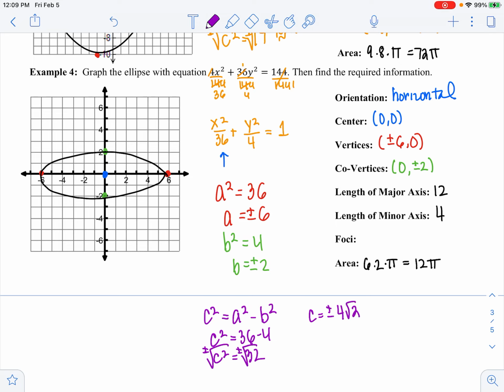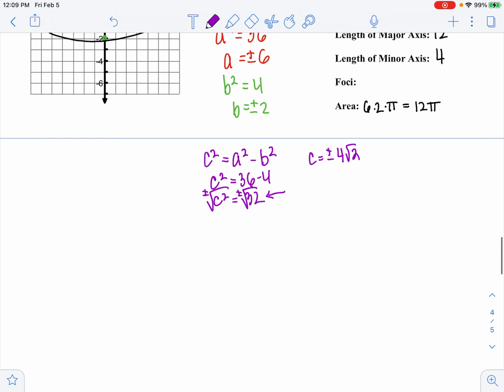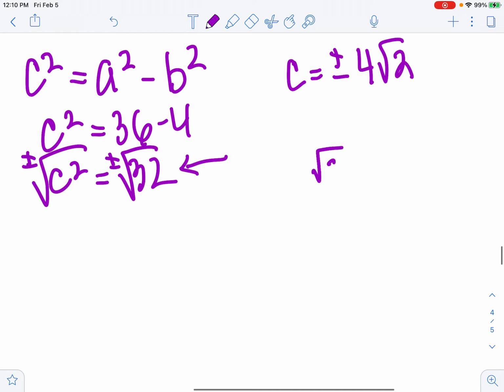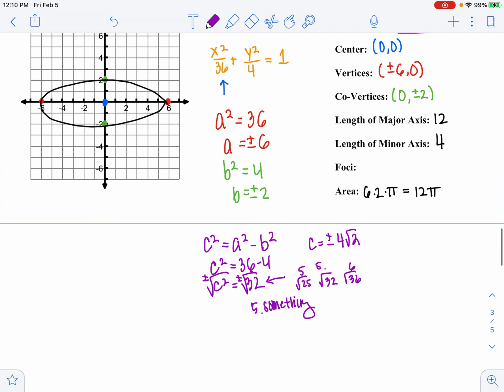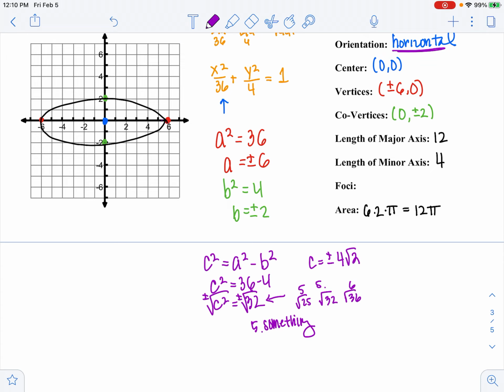All right, I need to graph to the right and left for 4 root 2, but I don't know the approximation of 4 root 2, so I'll approximate root 32. Root 32 is less than root 36 and more than root 25. So this is 5, this is 6, this is 5 point something. All right, so horizontal, right and left, 5 and a little bit more, almost hitting those vertices.